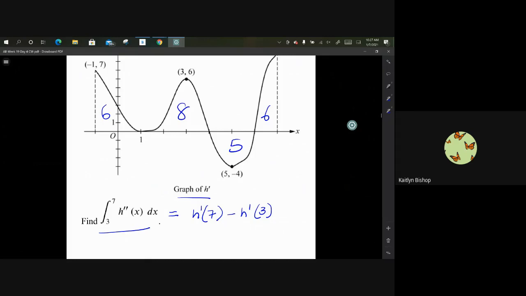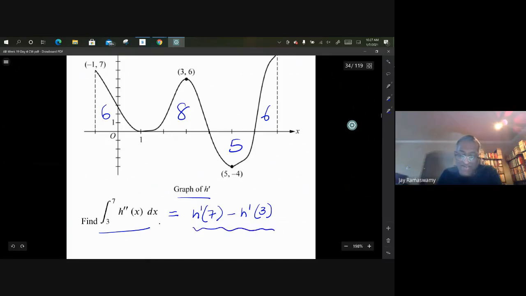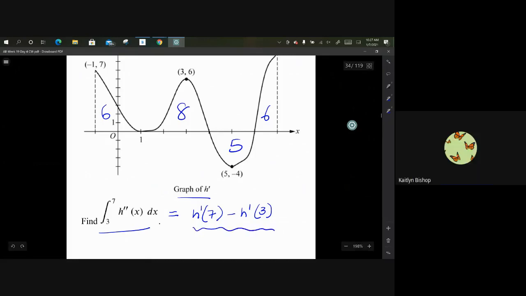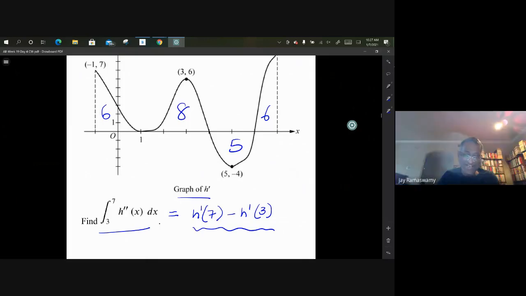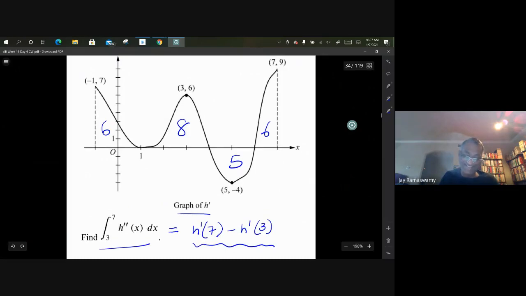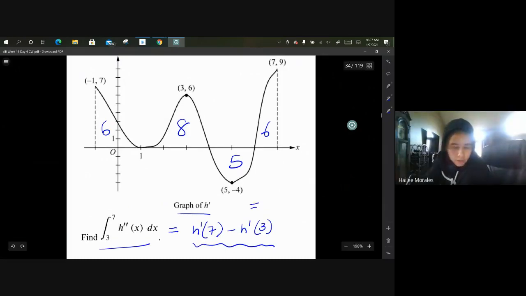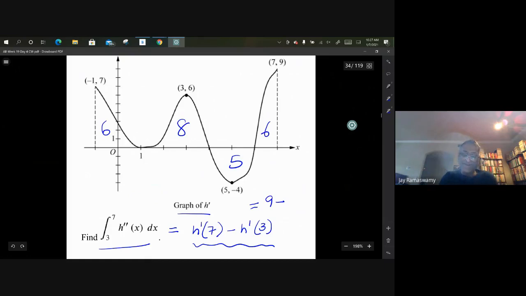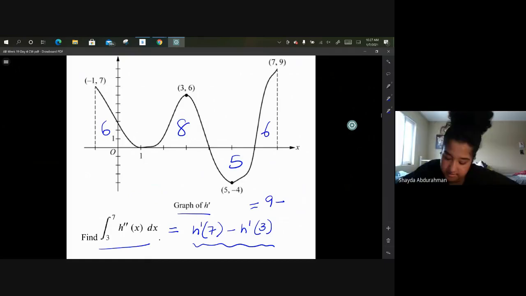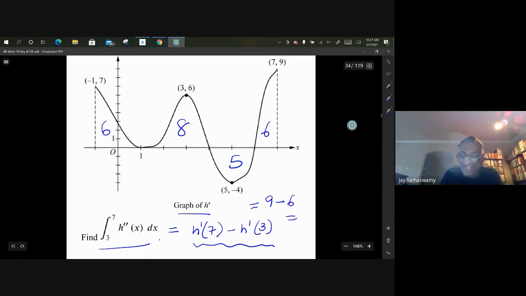Is there an integral symbol here that I find the area under the curve, or do I just read the graph? You just read the graph. Everybody, there's no integral symbol anymore. And this is h dash. So what's h dash of 7? 9. Very smart. She's just reading the graph. Minus, what's h dash of 3? 6. Was that a lovely problem? The answer is 3. It's like a 5-second problem.